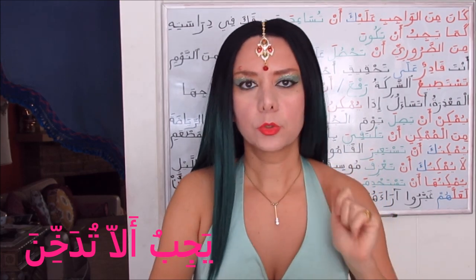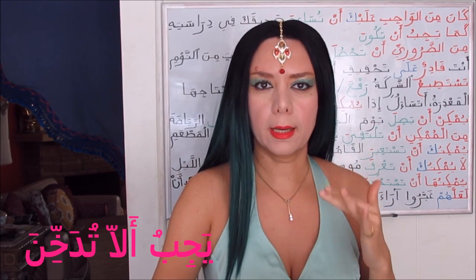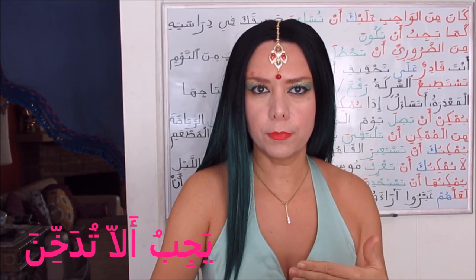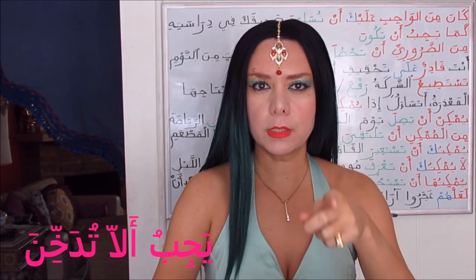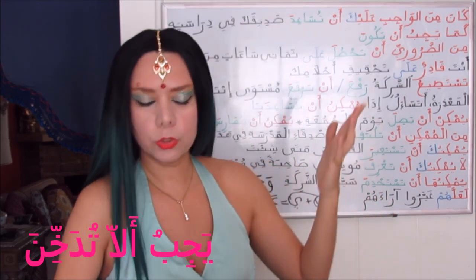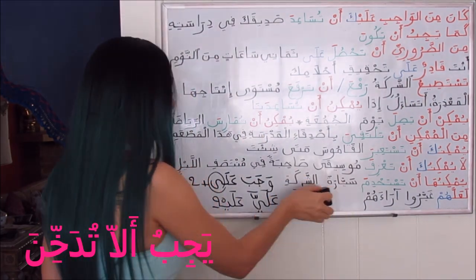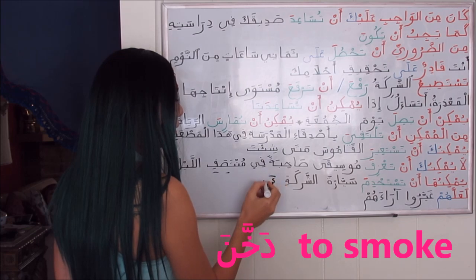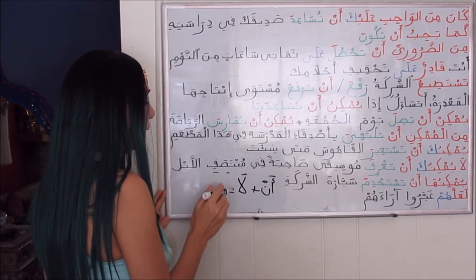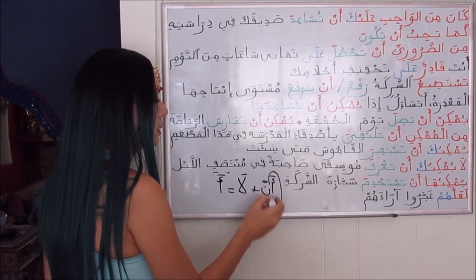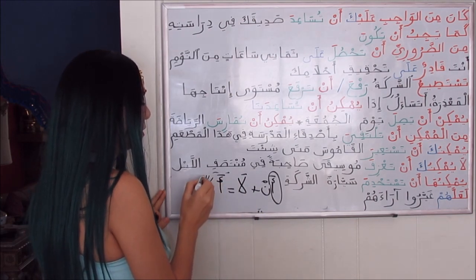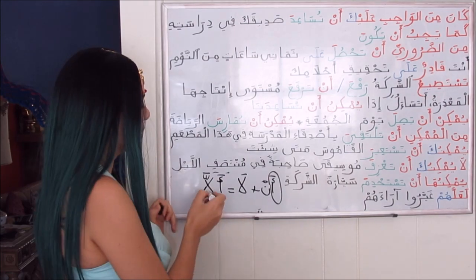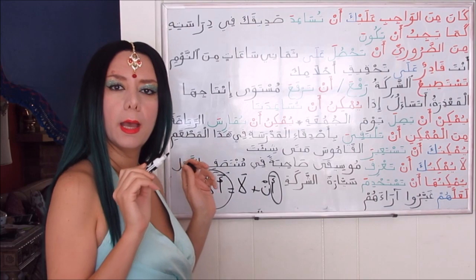يجب ألا تدخن. تدخن from the verb دخن, to smoke, in the imperfect subjunctive, addressing the second person singular masculine. تدخن. ألا is a contraction. It is when we want to negate أن. So it is أن plus لا, would be written as ألا. So we get the hamza of an plus la with an emphasis sign, alla. So this is the negation of an. An la, alla. يجب ألا تدخن. You must not smoke.